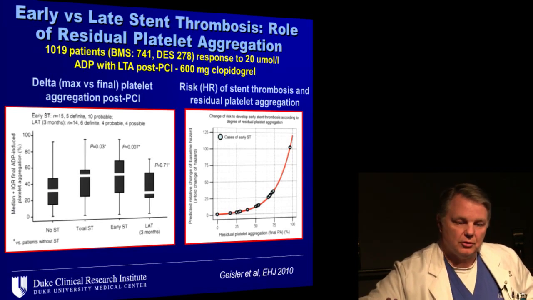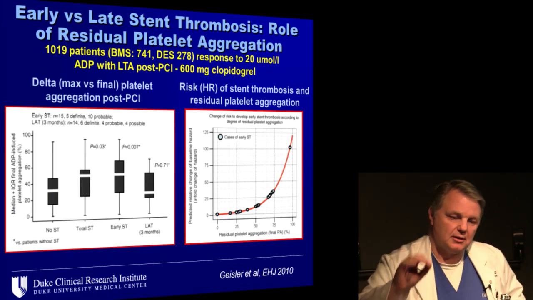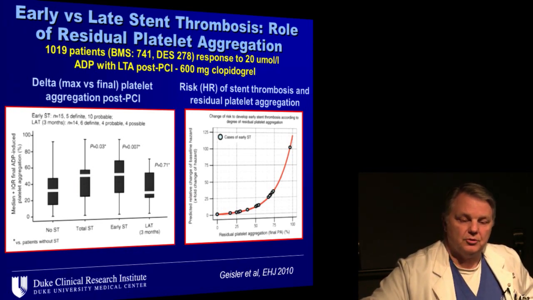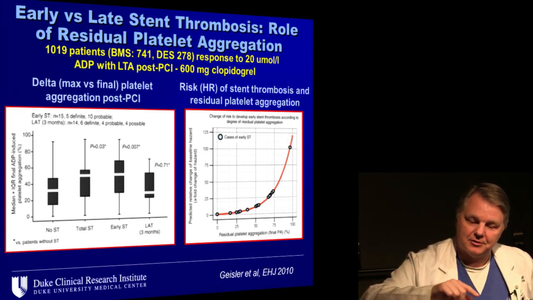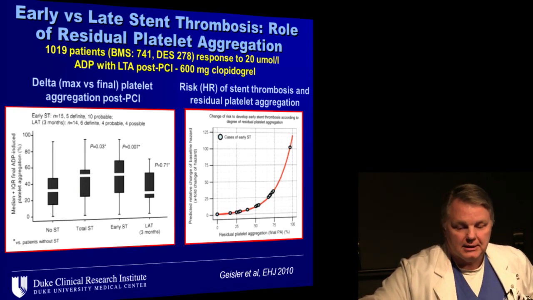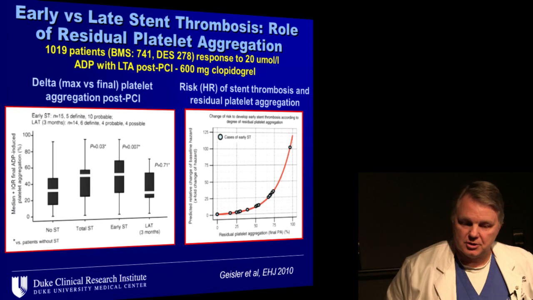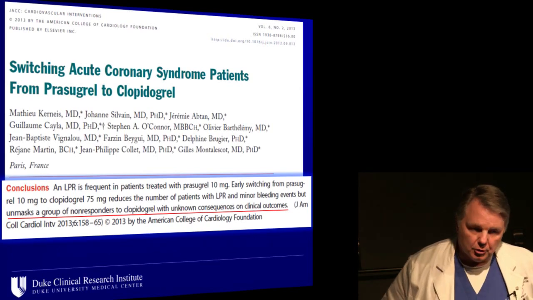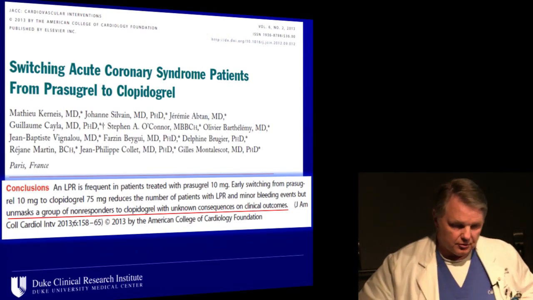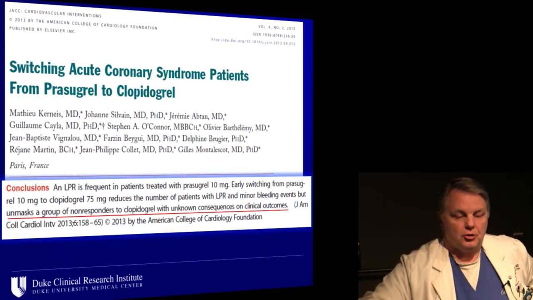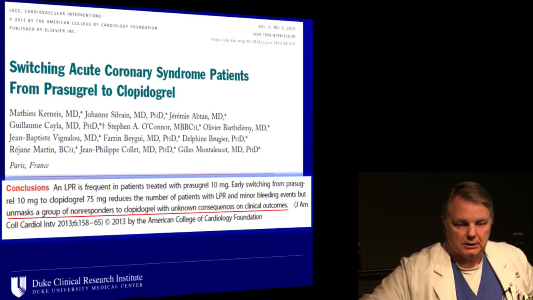Having said that, over on the right-hand side, you can see that the hazard ratio of stent thrombosis is actually related to the residual platelet aggregation that you get, but it's not a linear relationship. It's actually curvilinear in this paper from Europe. So what data do we have then about switching acute coronary syndrome patients from prasugrel to clopidogrel?